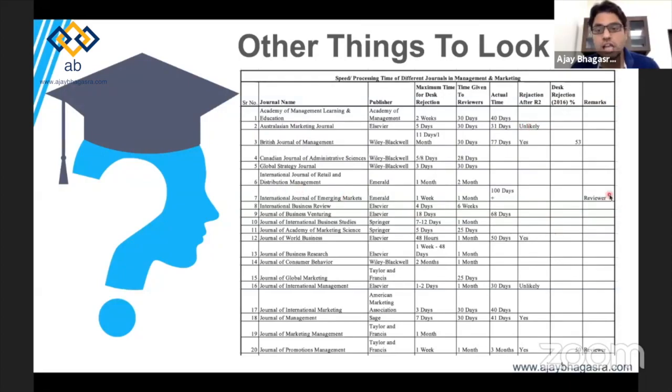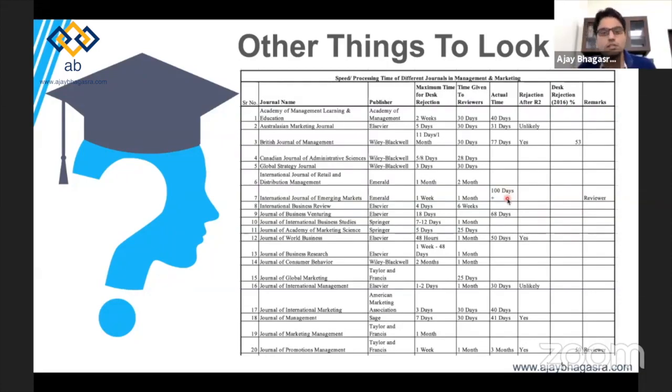International Journal of Emerging Markets, I'm a reviewer for this journal. So this is coming from my personal experience, because I'm a reviewer for this journal published by Emerald. They take 1 week in giving the desk rejection decision, and 1 month for review, and they might take 3 months, which is around 100 days, to give you the final decision, right? So that is also very handy to you.